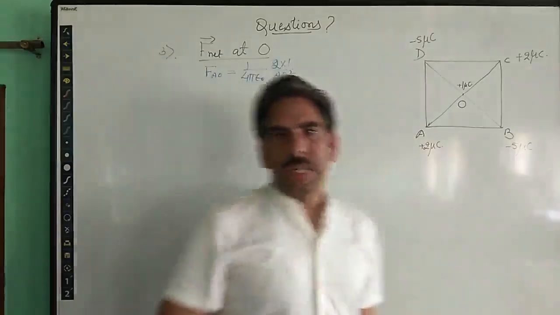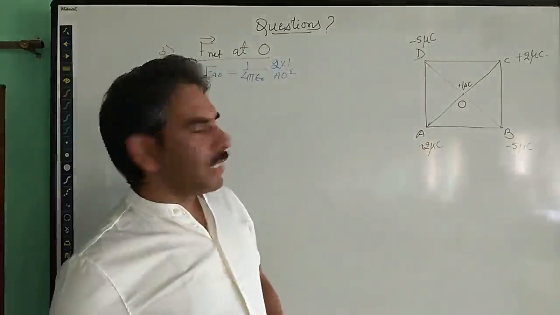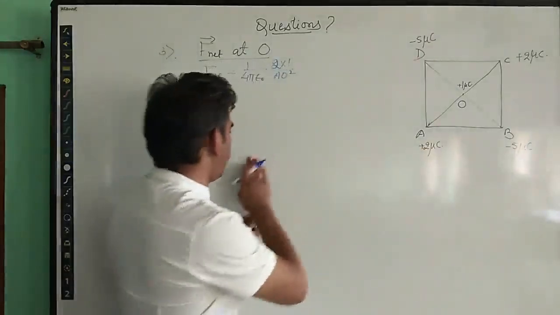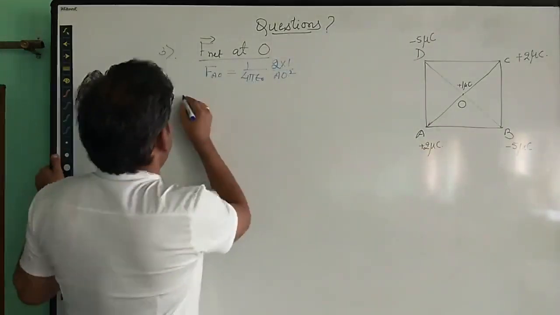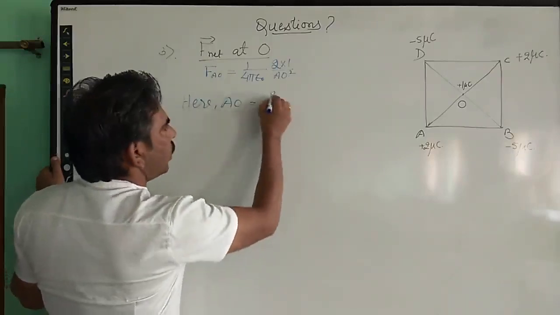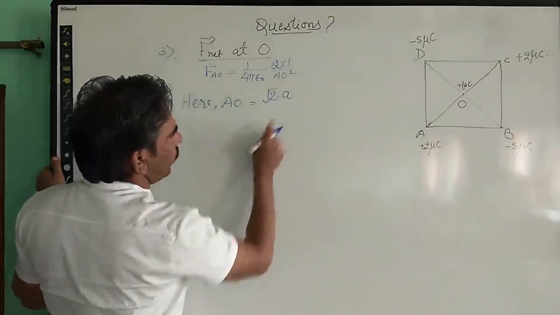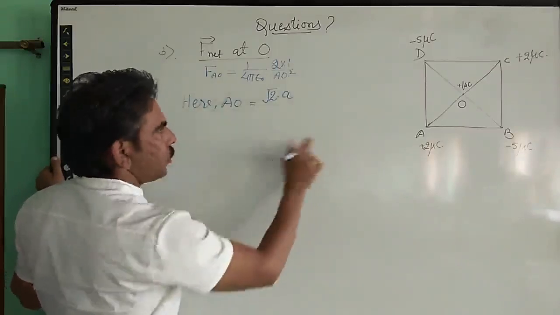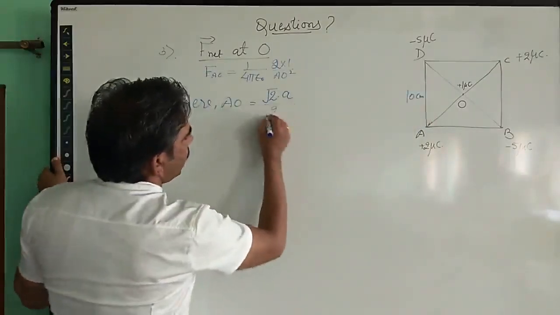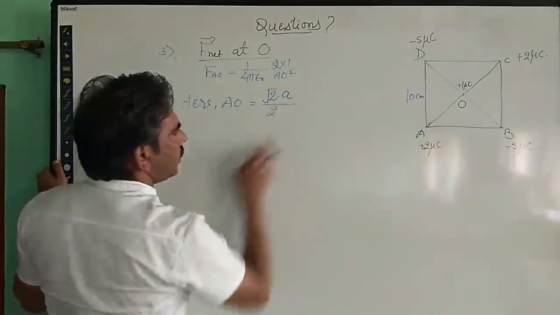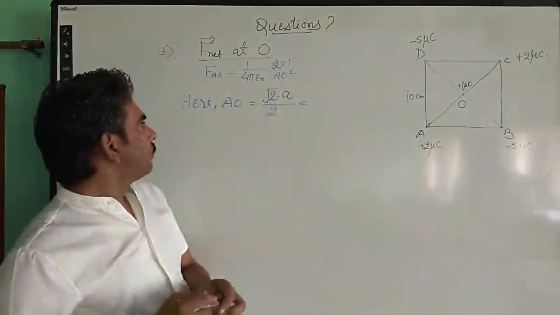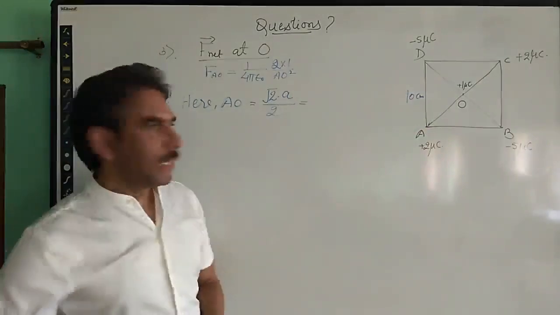So in case of a square, the distance of center from each and every one of its vertices is simply given by the formula. You need not do much calculation. Here AO is equal to under root 2 into A, where A is the side of this square, which is given to be 10 centimeter, divided by 2. So this is the formula for the distance of center from any of its vertices.